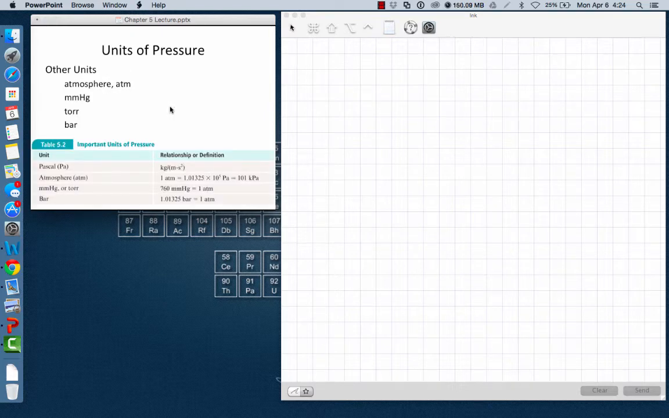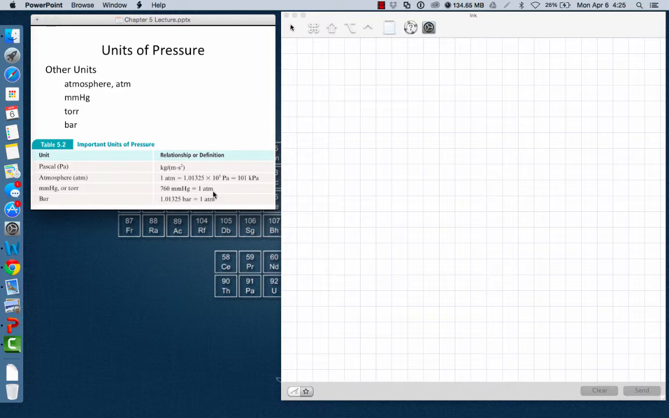So other units that we use besides the Pascal would be an atmosphere. One atmosphere is like 101 kilopascals, and we also use millimeters of mercury. So 760 millimeters of mercury equals 1 atmosphere. And most of the time, our problems that we do are going to be in millimeters of mercury or atmospheres. That's it. We really don't use bars too much, pascals too much.